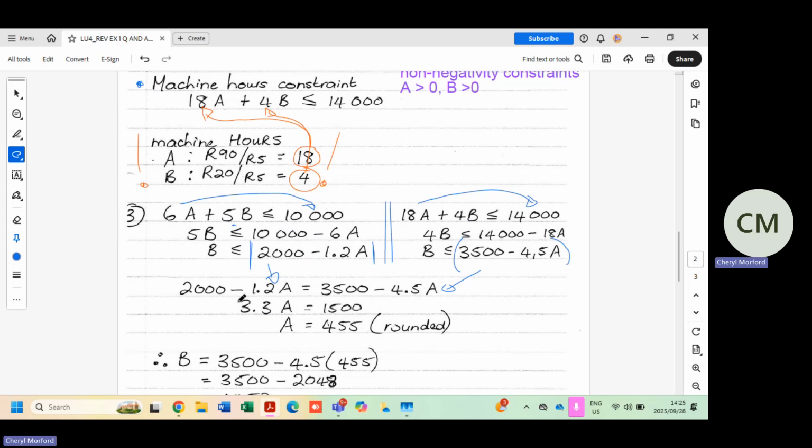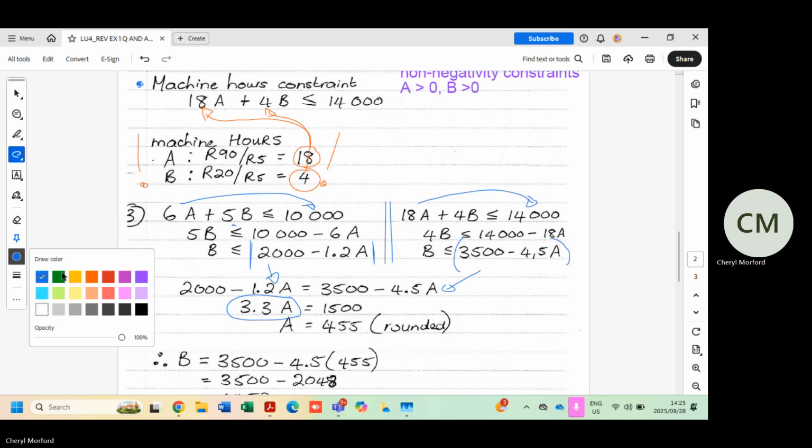So to the negative 1.2A, I'm going to add 4.5A. Why? Because to move something to the other side, you subtract it or change the sign. And because it was a negative, a negative 1.2 plus a positive 4.5 gives me 3.3 positive A.